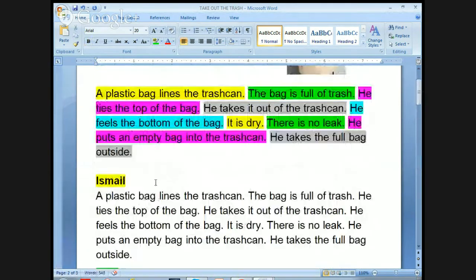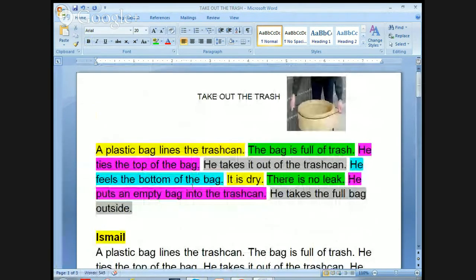Control V. All right, listen to the way that I will read the same thing.